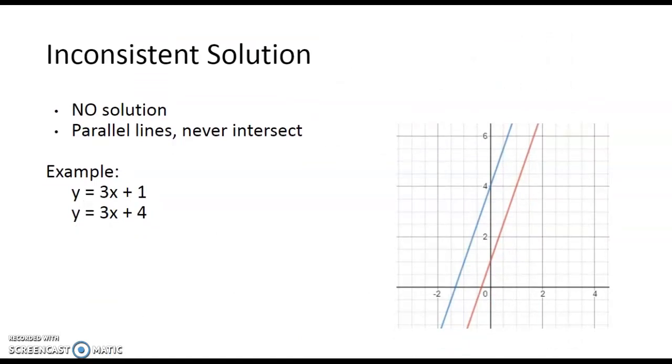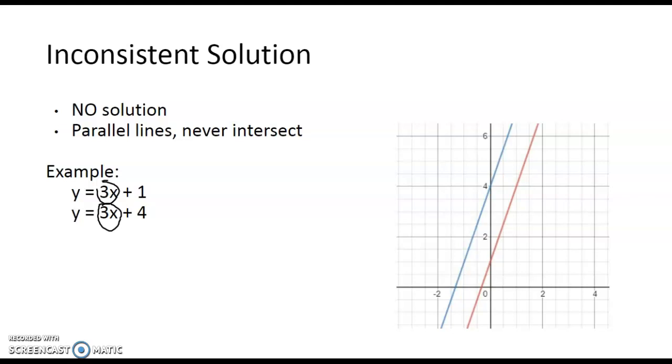These are when we have two linear equations in a system that never intersect. So we would call those parallel lines. So in this example, we have 3x plus 1, which is our red line, and 3x plus 4, which is our blue line. Both of these have a slope of 3, which means that they're parallel. They are never going to cross each other. They are never going to intersect.